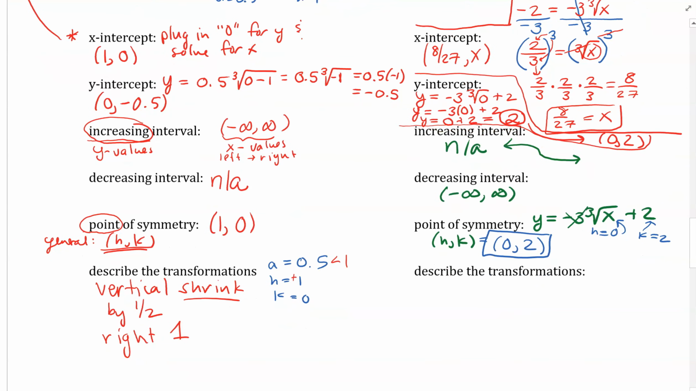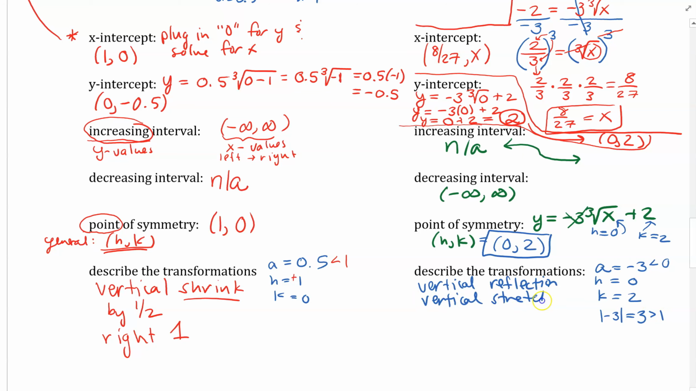Lastly, to describe the transformations, it'll be based off that a value of -3, the h value of 0, and the k value of 2. Since a is negative, this graph had what's called a vertical reflection. It flipped vertically. That means it flipped down to the other side of the x-axis. But because this value of 3, if you absolute value it, is greater than 1, right? If you take the absolute value of -3, you get +3, which is greater than 1. So this graph also had a vertical stretch.